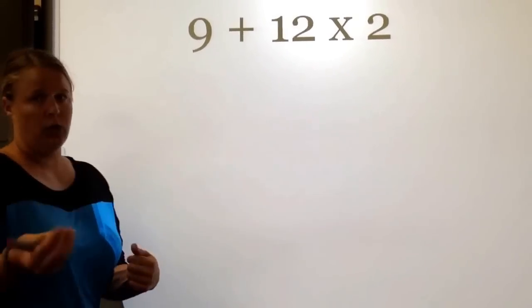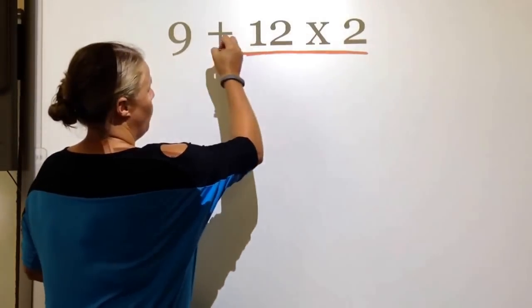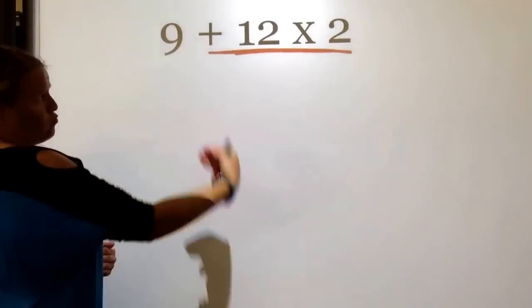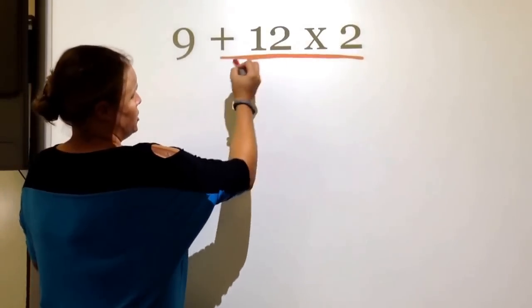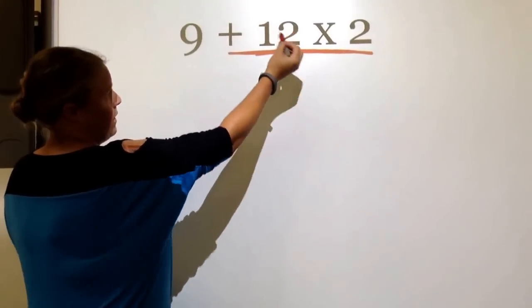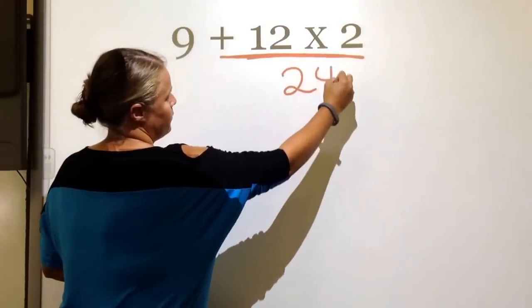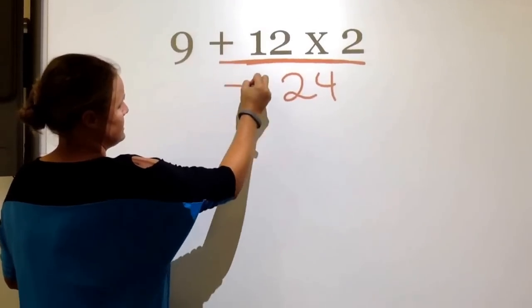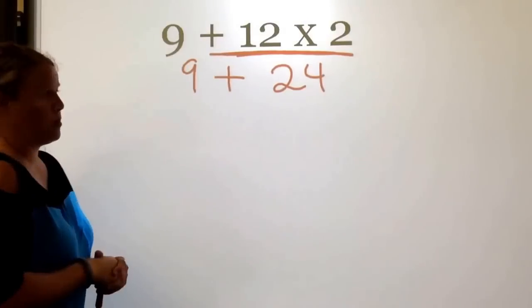The way I want you to go about solving problems with order of operations is to underline what you're solving first, and then write the answer right below the problem. So 12 times 2, and again, I'm putting the operation with the problem. 12 times 2 is 24, and I'm bringing down that plus sign. And then I bring down my 9 because it didn't get used in the first part.